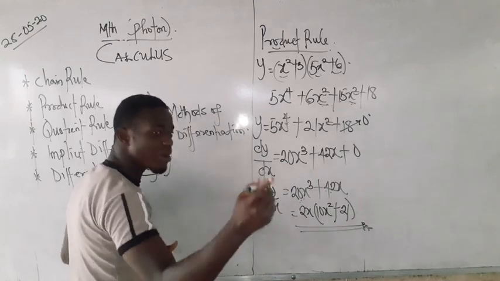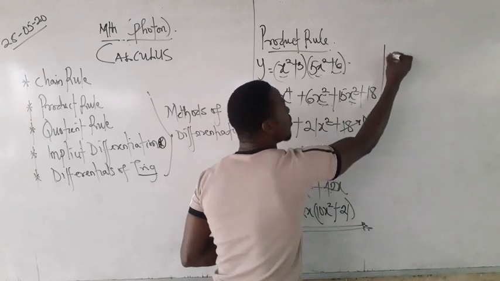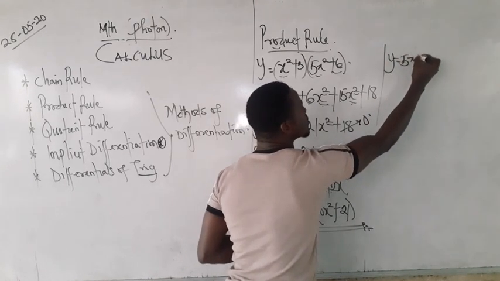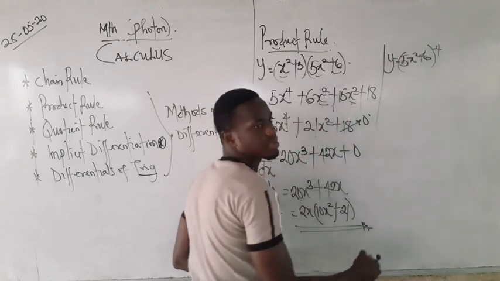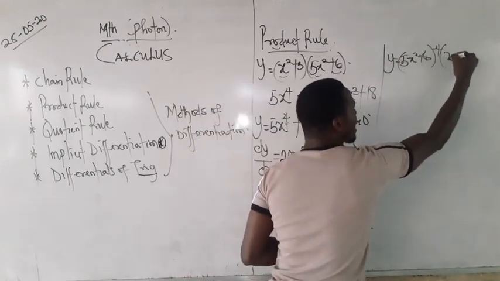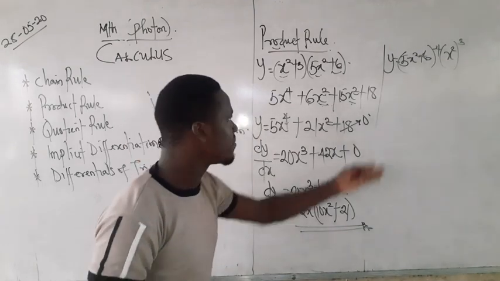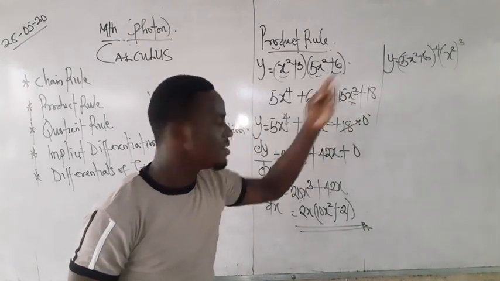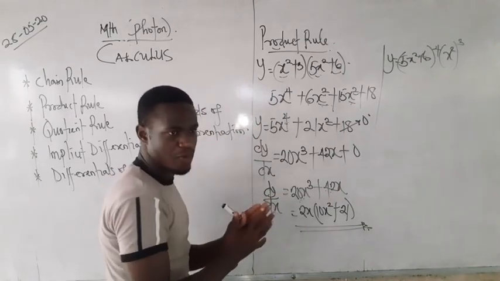Let's take, for example, you're having a question of this format. Let's say y equals 5x squared plus 6, raised to the power of 4, times x squared to the power of 3. What will you do? You see, it becomes complicated. So I advise students to always apply a general principle for the product rule.